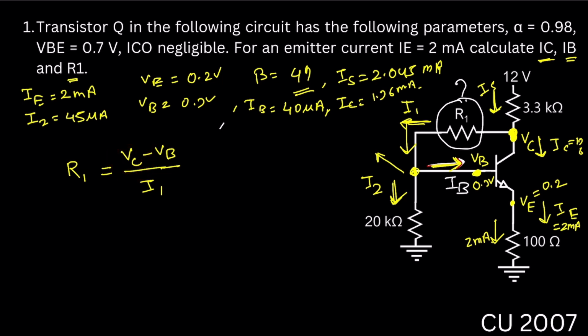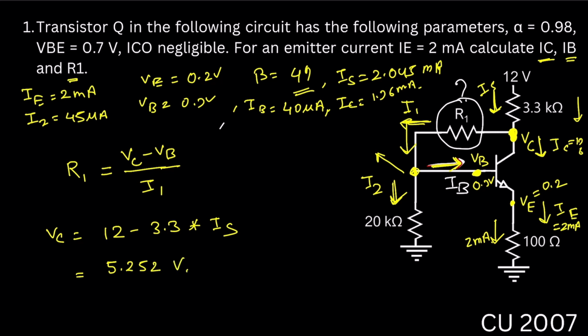So how will we know that? Just apply KVL at the outer loop, this loop. Then we will get Vc equal to 12 minus 3.3 multiplied by IS, where IS equal to 2.045 milliampere. So from here we can write down the value of Vc will be 5.252 volt.